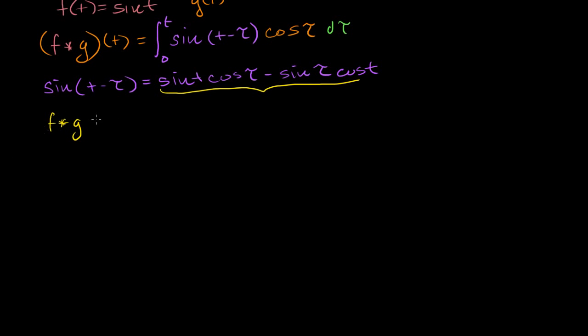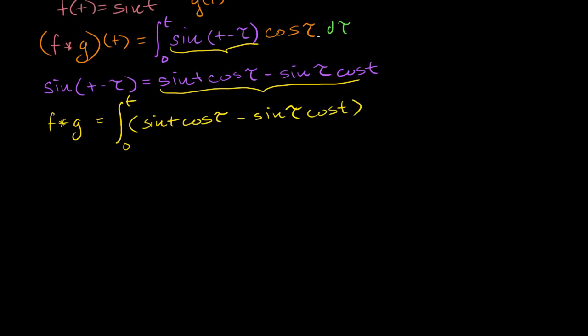I'll just write it with that, is equal to the integral from 0 to t of, instead of sine of t minus tau, I'm going to write this thing right there. So I'm going to write the sine of t times the cosine of tau minus the sine of tau times the cosine of t. And then all of that's times the cosine of tau.